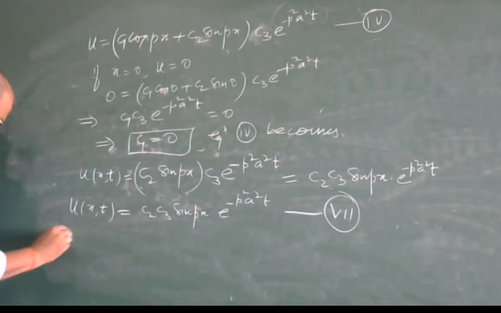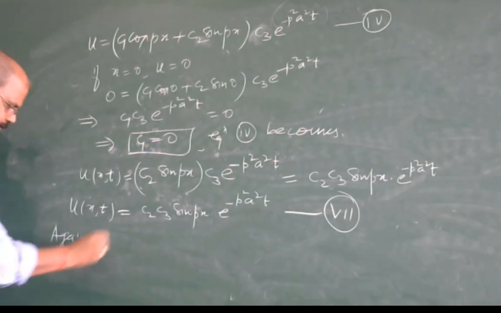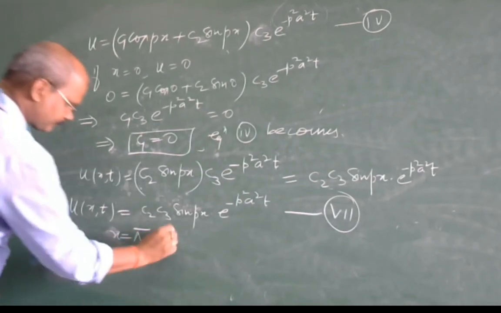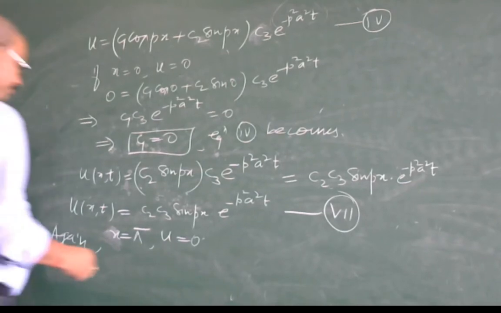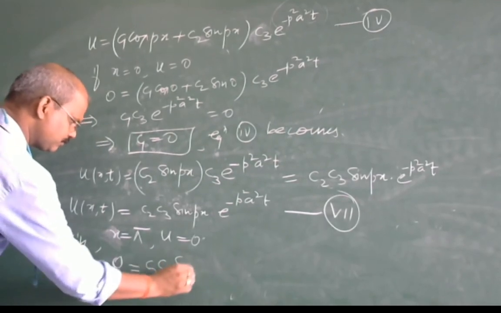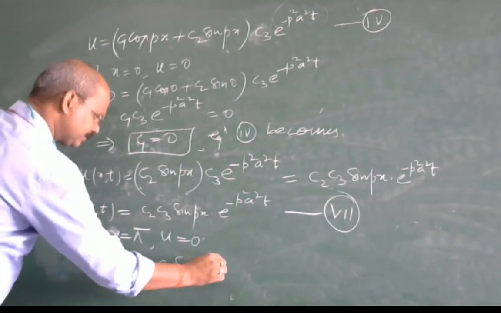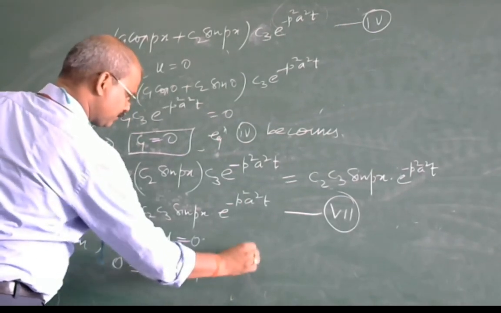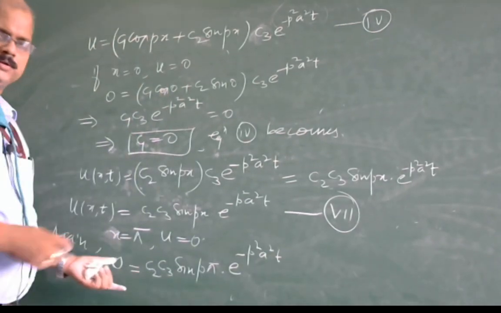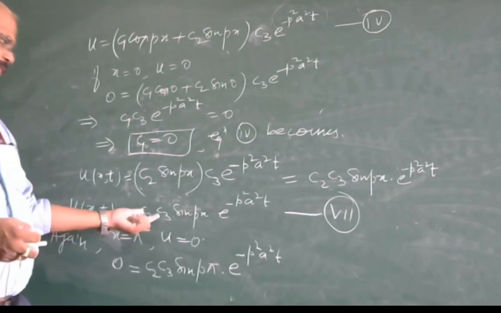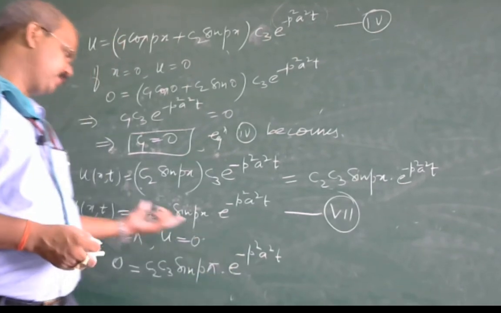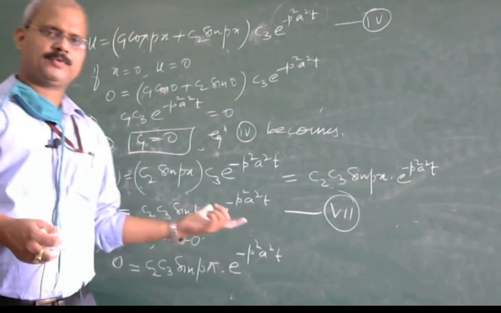Now again, using x equal to pi, u is 0. So 0 equal to C2 C3 sin p pi e to the power minus p square a square t. This implies that since C2 C3 cannot be 0, this exponential cannot be 0. Whenever this and this becomes 0, the whole solution of equation 7 becomes 0.